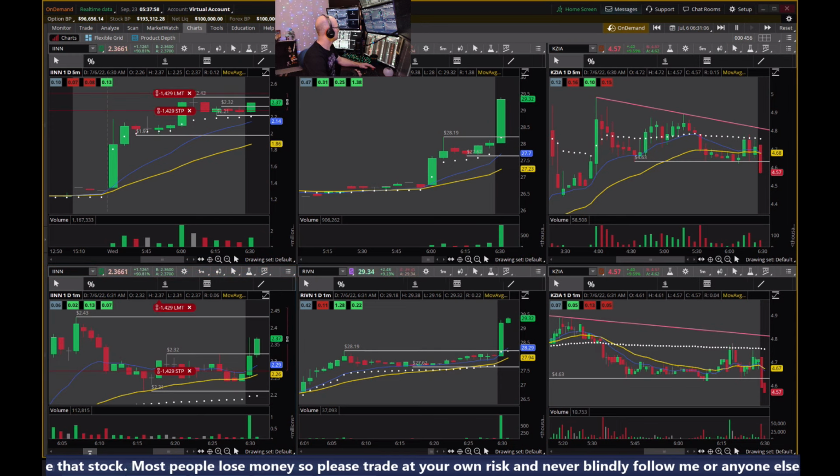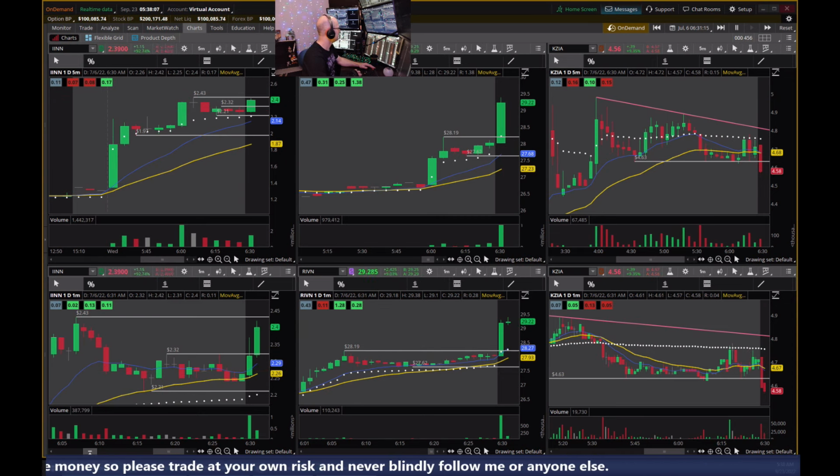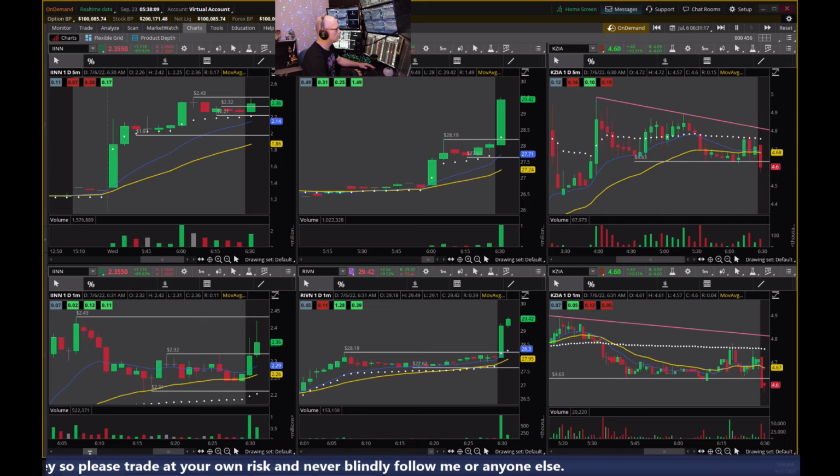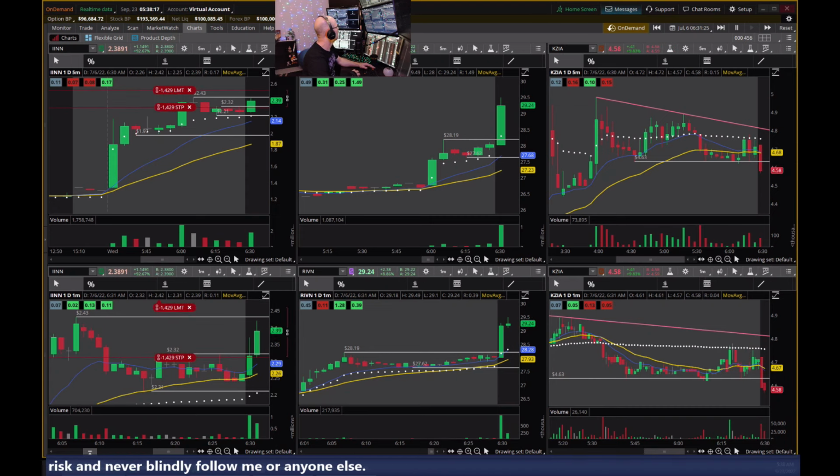I'm jumping in there on IINN. Got in a little late. By the time I hit the buy button, it had already kind of made its move. I'm selling right there for $85 in profit. It's pretty strong. I'm going to buy again. See if it can break through that resistance.